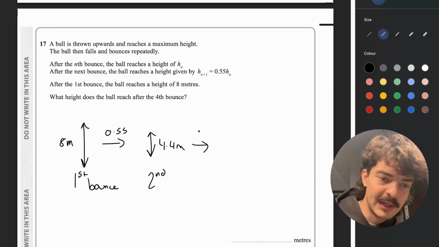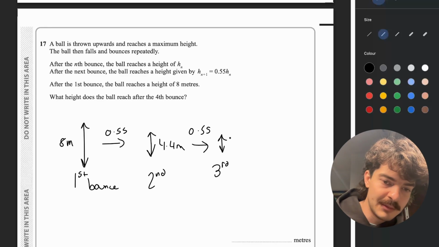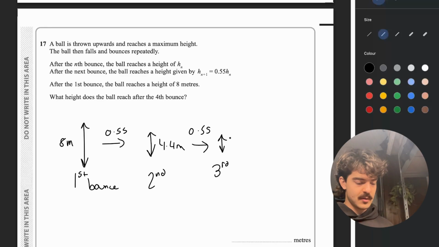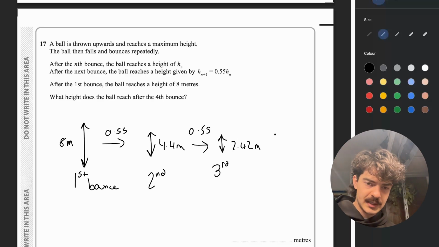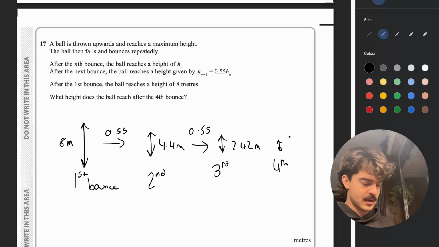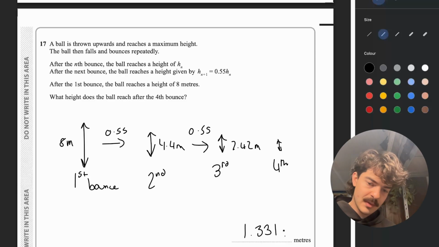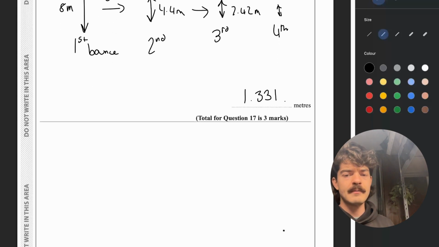We're just going to repeat this process a couple more times, and we'll figure out what we've got. Times by 0.55, that gives us 2.42 meters. And last but not least, we have the last one, times by 0.55. It's going to be 1.331. Nice.